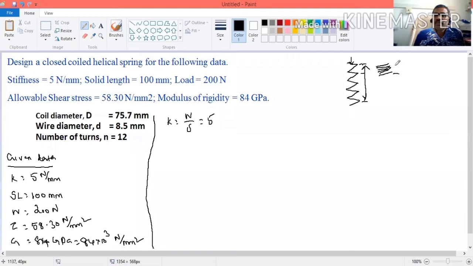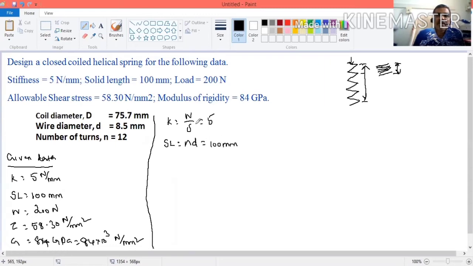After compressed position, what is the length? This is known as solid length. What is the equation for solid length? N into d. N is the number of coils, 1, 2, 3, 4, 5, 6, 7, into diameter, small d. So that will give the solid length. So N into d is equal to 100 millimeter.